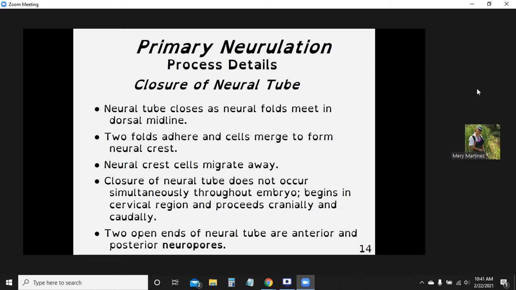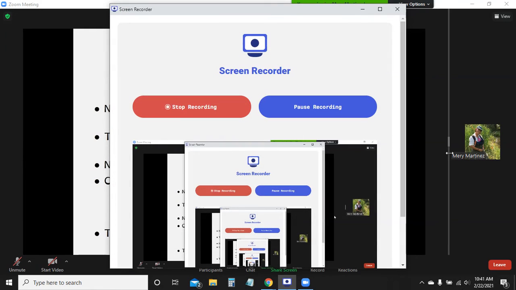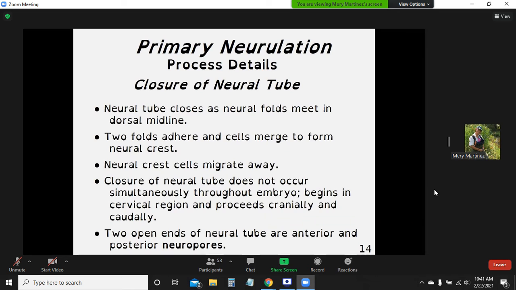Okay, and the closure of the neural tube does not occur simultaneously throughout the embryo. Remember that we're going to have the anterior portion start closing, and then it proceeds cranially to caudally. Then the two open ends of the neural tube are called the anterior and posterior neuropores. So we're going to have those neuropores, anterior and posterior. And this is something that you're going to be seeing in the lab of neurulation.